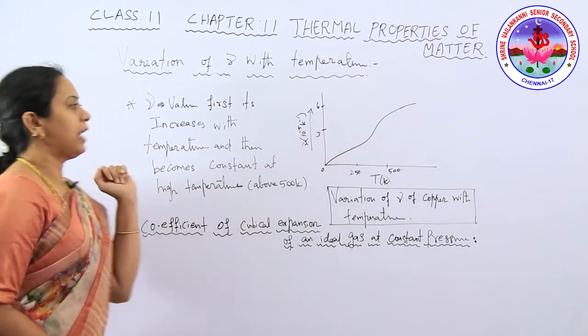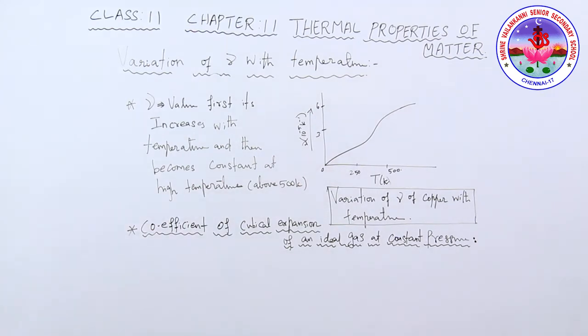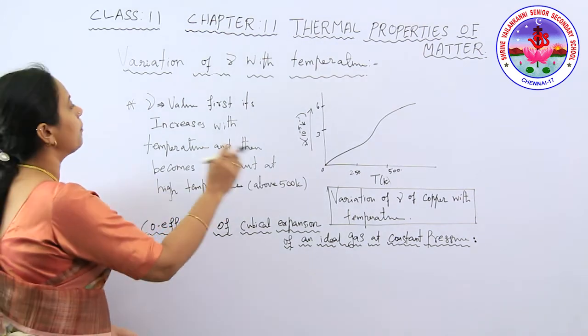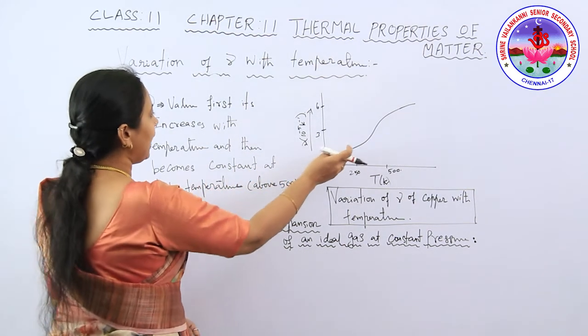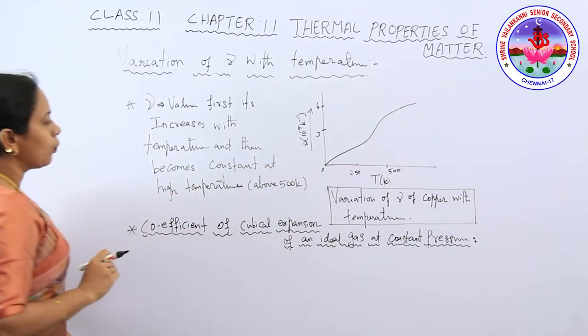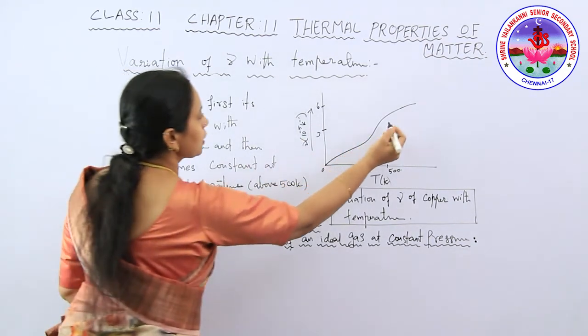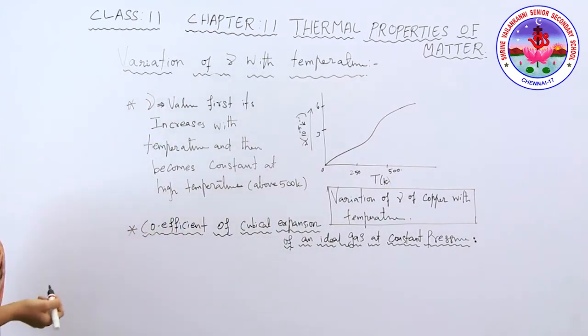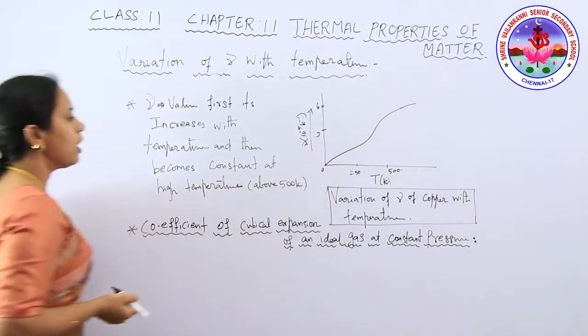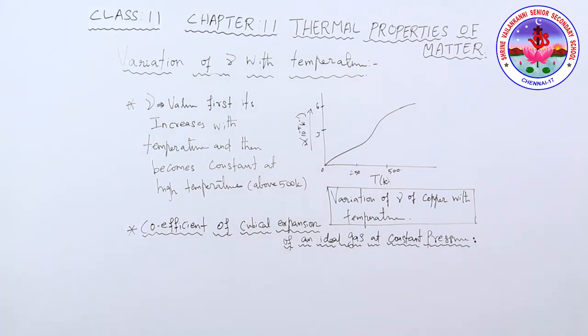Observe this graphical expression, students. See, this is for the cubical expansion, that is the variation of the coefficient of cubical expansion of copper. We have taken copper here. First, see that the value increases with the temperature, and then it becomes constant with the temperature above 500 Kelvin, right? By that you may understand that this will happen if we have taken a different material for the coefficient of cubical expansion, right?